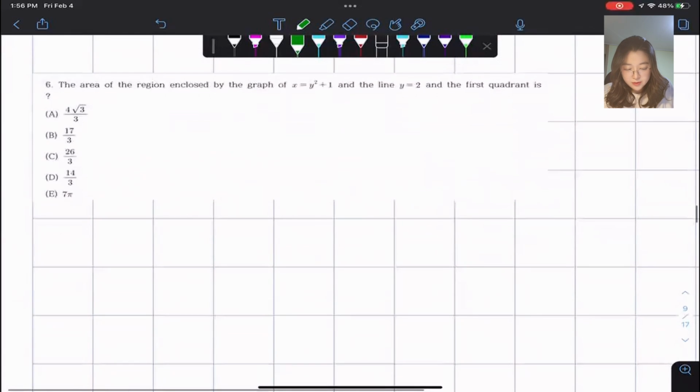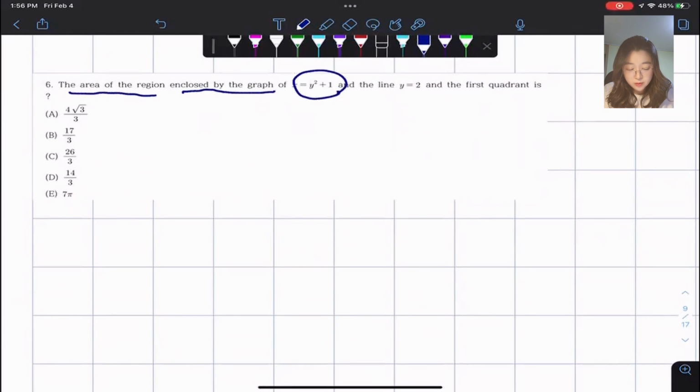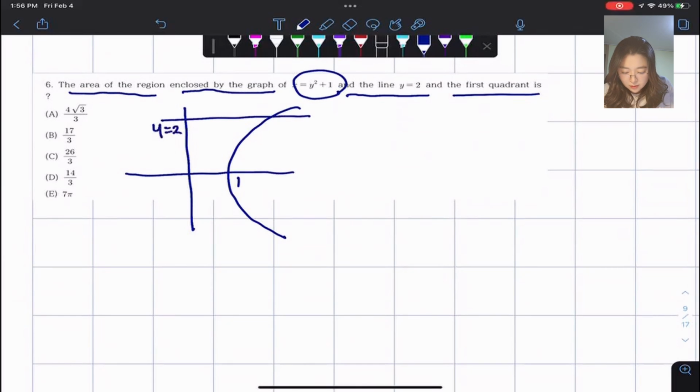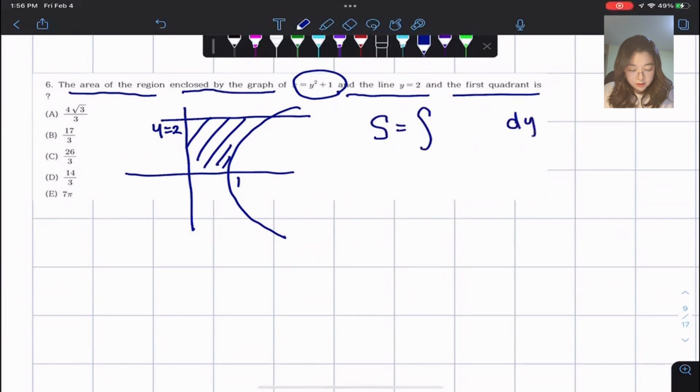Look at problem number 6. The area of the region enclosed by the graph of x equals y squared plus 1 and the line y equals 2 in the first quadrant is... Okay, let's draw this graph. The x-intercept is 1, and the line is y equals 2. The area is this. So I want to find the region in terms of the y-axis. So S equals the integral dy.